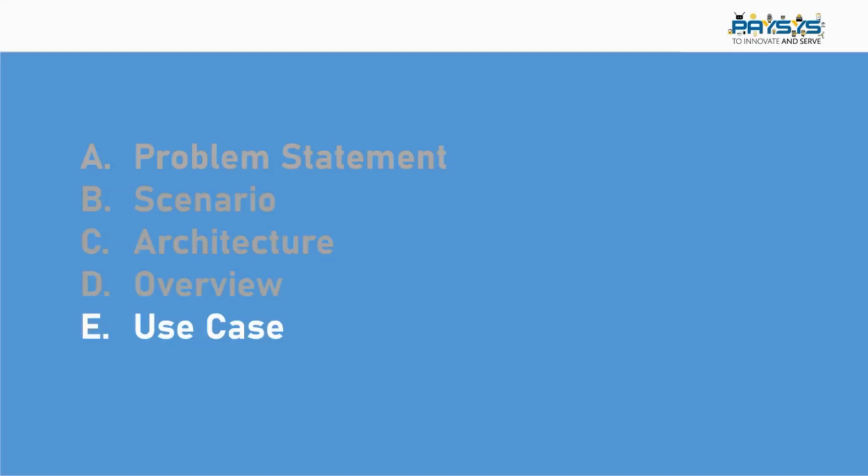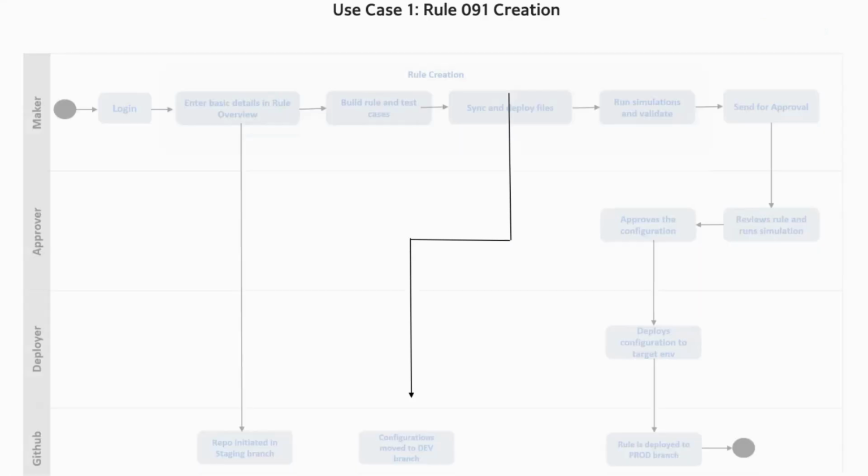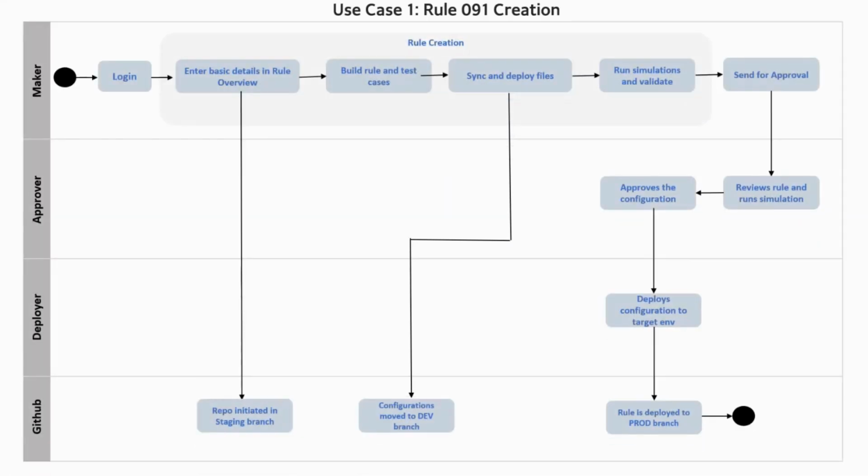So now let's look at the use case we'll be covering for the video series. Let me quickly walk you through it. The rule creation process starts with the maker. The maker logs in, enters the rule's basic details, and as soon as the initial details of the rule are saved, the GitHub repo is initiated with a skeleton structure of a rule, which just contains the basic template of it. Then the maker builds the rule logic and its test cases using the drag and drop builders, like I mentioned before, and syncs the configuration.